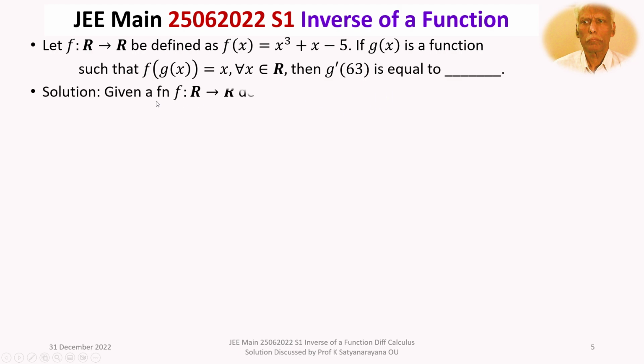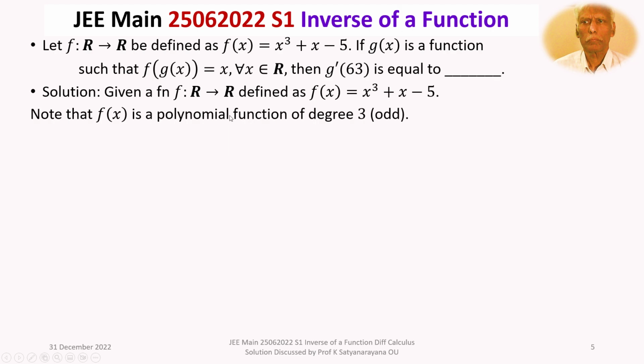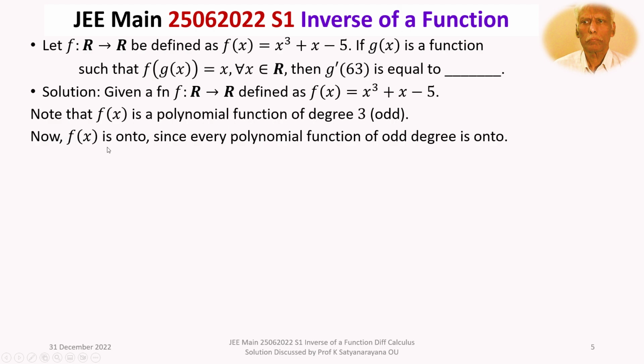Now, given a function f from R to R defined as f of x is equal to x cube plus x minus 5. Note that f of x is a polynomial function of degree 3. 3 is odd, and we know the result: f of x is an onto function. Why? Because every polynomial function of odd degree is onto. So the given function is an onto function. Is it 1 to 1?